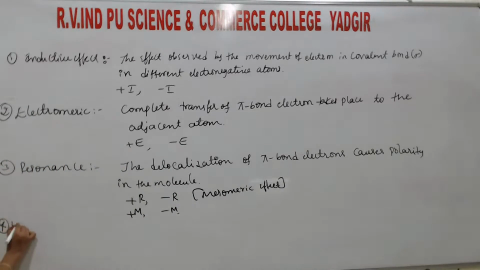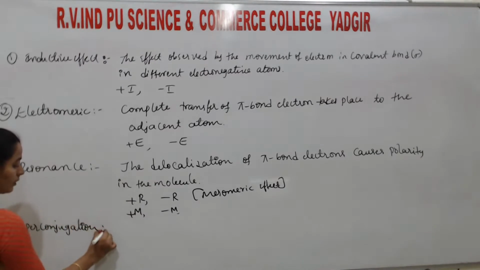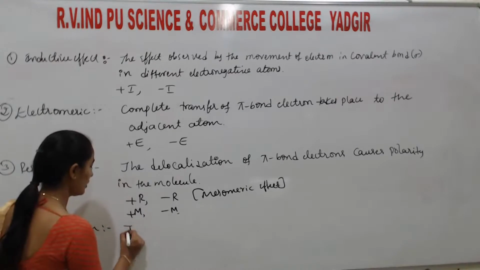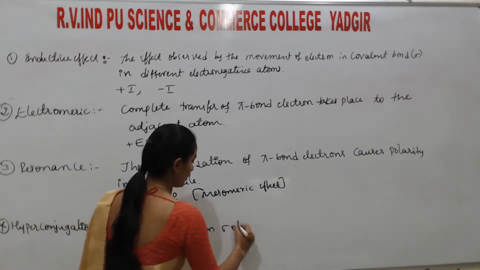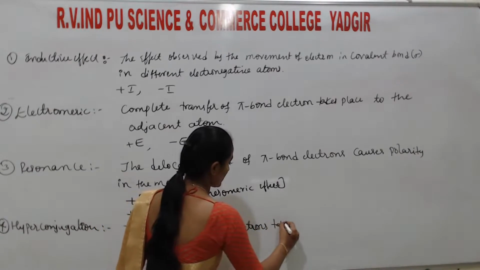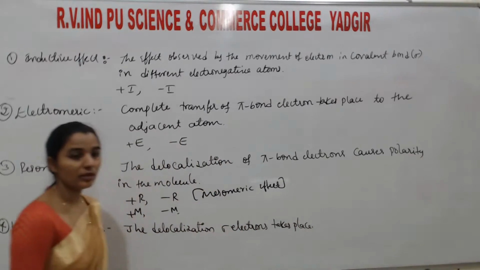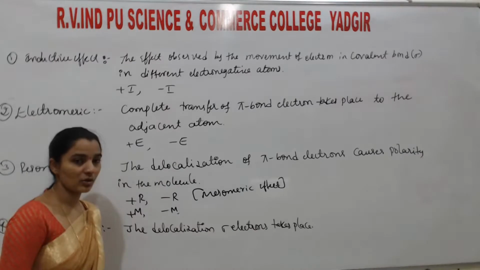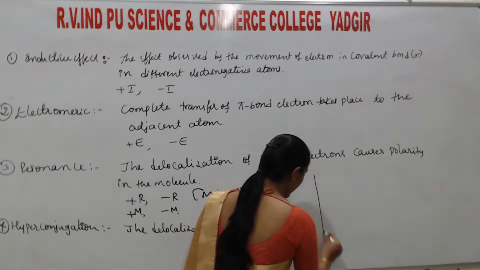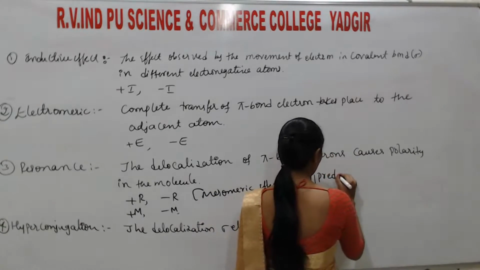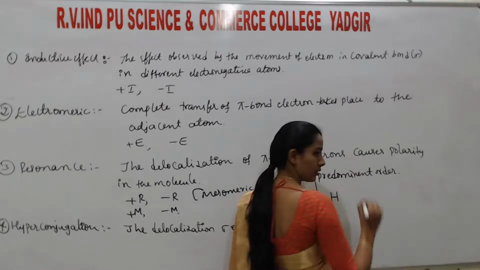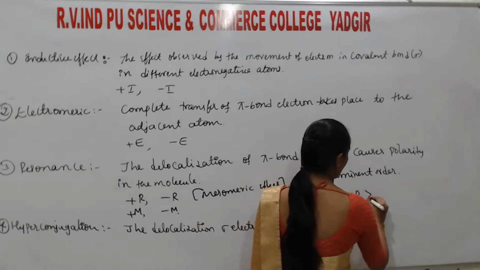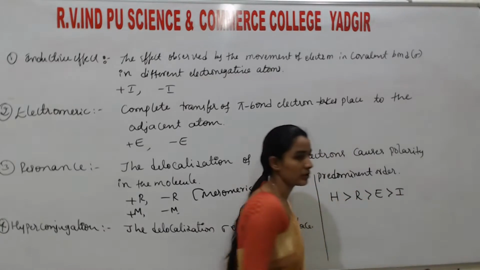Next, the last one is hyperconjugation. Here the delocalization of sigma electrons takes place. That effect is called hyperconjugation. Here I write, so listen, the predominant order: hyperconjugation is greater than resonance, greater than electromeric, greater than inductive.